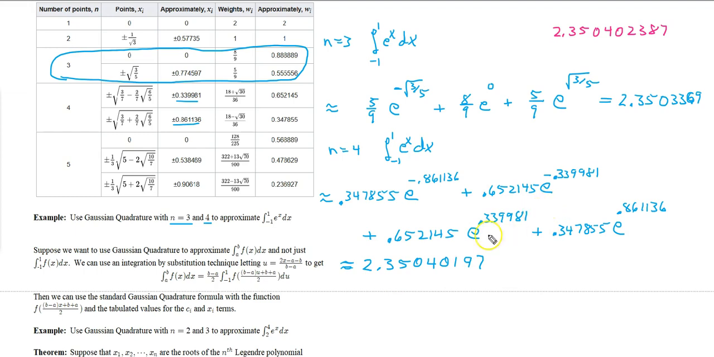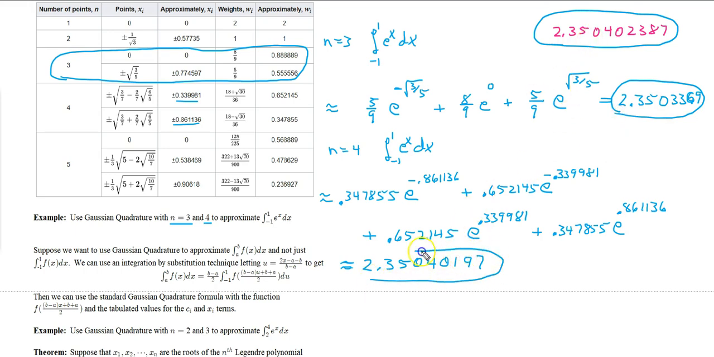And notice that that is a little better approximation to our actual answer up here than when n was 3. You can take the difference of these two values, this one minus this quantity, and this one minus this quantity, and you'll see that the error associated with this one is smaller than the error associated with the n equaling 3.